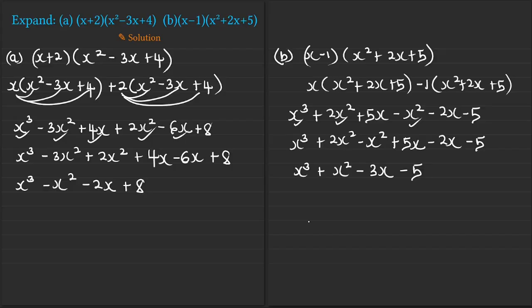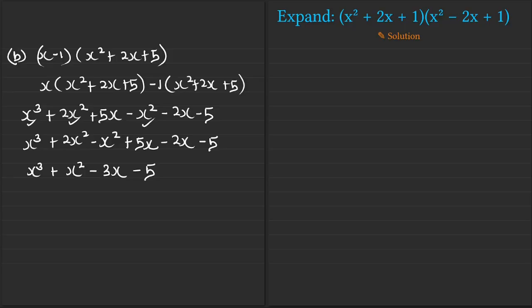Let's look at our last example where we would actually multiply a trinomial by another trinomial. So this is what we have here. And as you can see, we actually have two trinomials. X squared plus 2x plus 1. And it is multiplying x squared minus 2x plus 1. How do you go about it? So we have our x squared plus 2x plus 1. And it is multiplying x squared minus 2x plus 1.